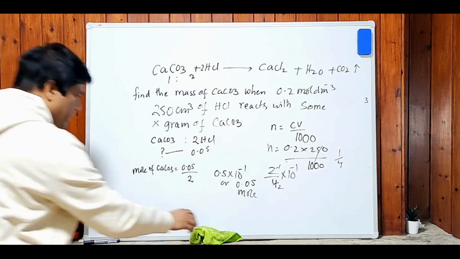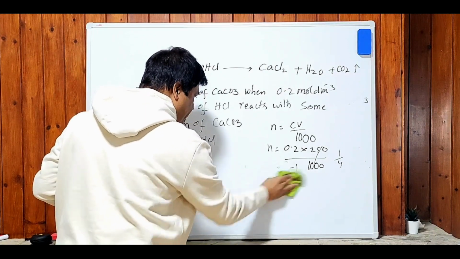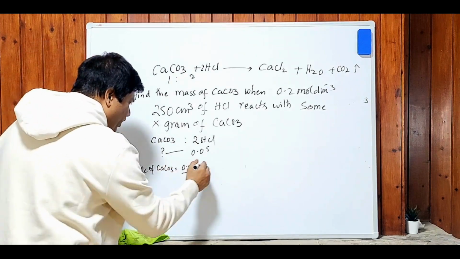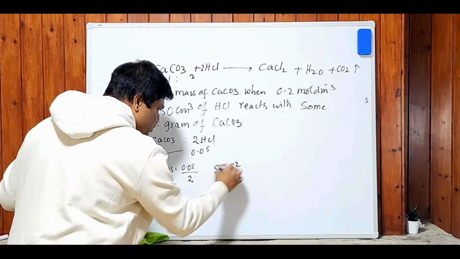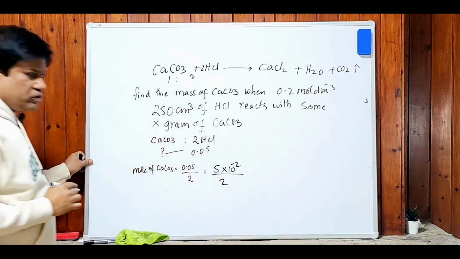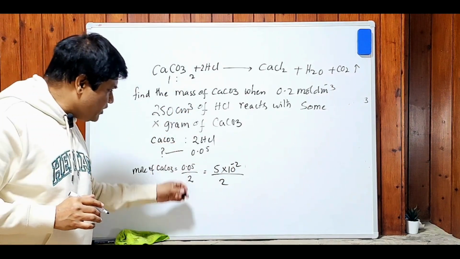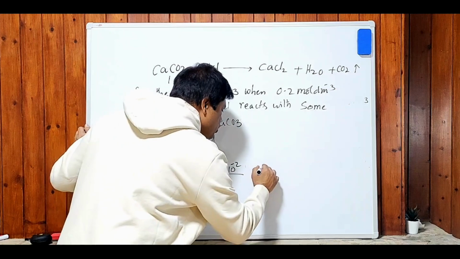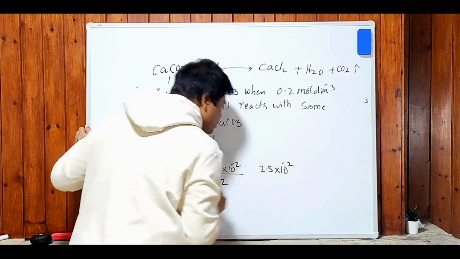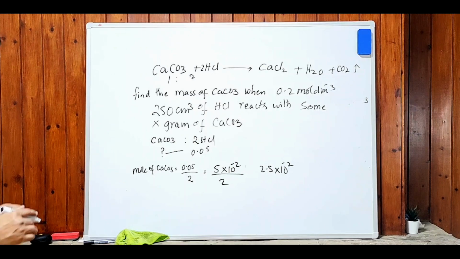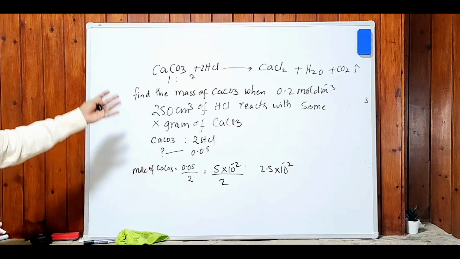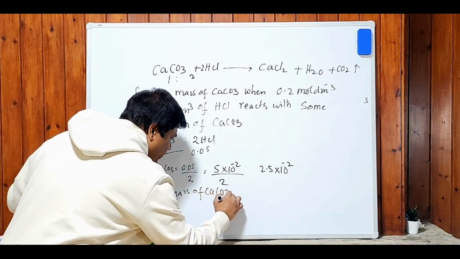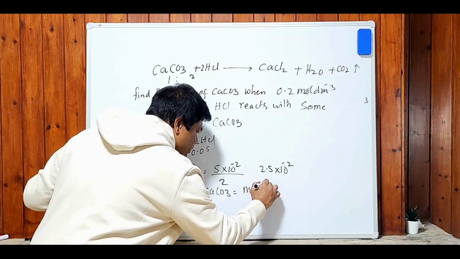Okay, then. Now, can I write 0.05 like 5 into 10 to the power of minus 2 divided by 2? To make your life easy, the best thing is that you can use the calculator. So 5 divided by 2 is 2.5 into 10 to the power of minus 2, the mole of CaCO3. With that mole, can I work out its mass? Yes, why not? Mass of CaCO3 is mole times its Mr.